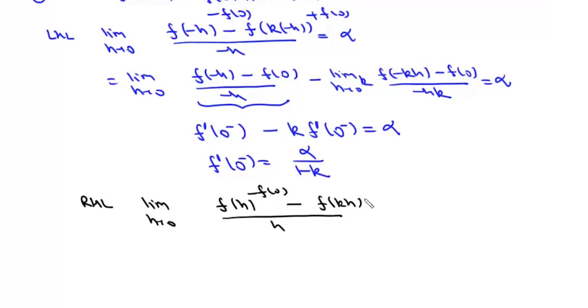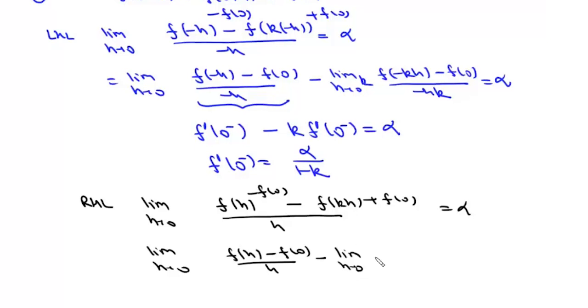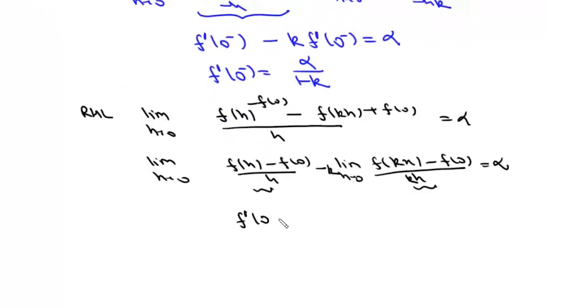Now we'll subtract f(0) and add f(0), and this is equal to alpha, so it will be this limit h tends to 0 of (f(h) minus f(0)) upon h, minus this limit h tends to 0 of (f(kh) minus f(0)) upon h, that is equal to alpha. Now here again we'll multiply and divide it with k. Now these are right hand derivatives at 0, so it will be f'(0+) minus k into f'(0+), that is equal to alpha.